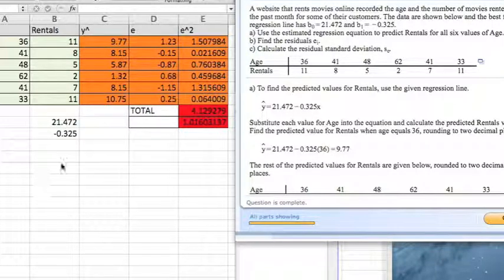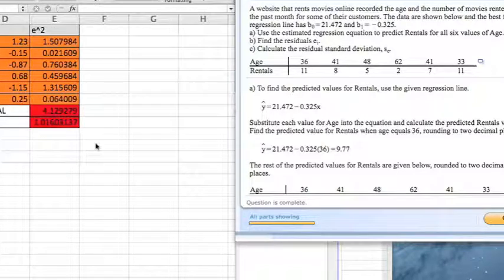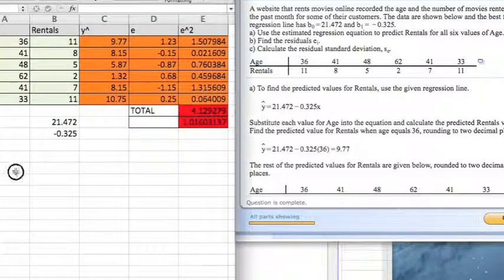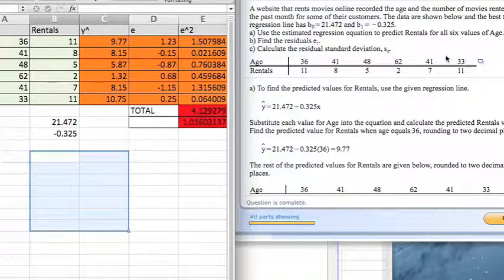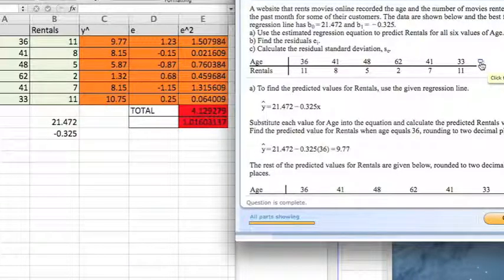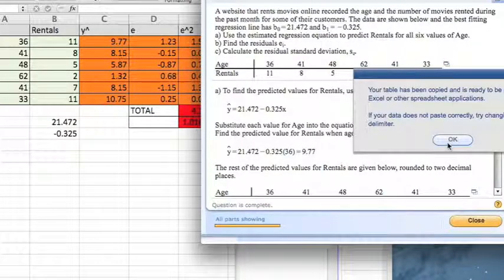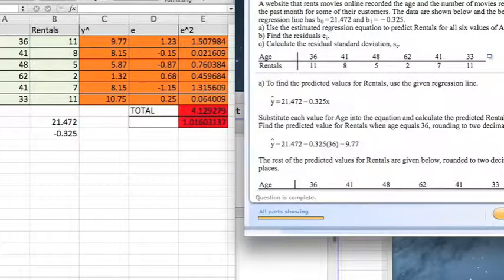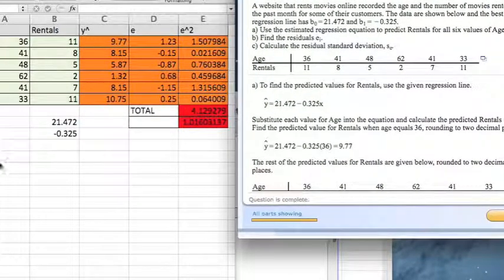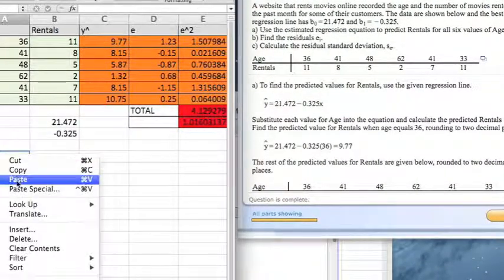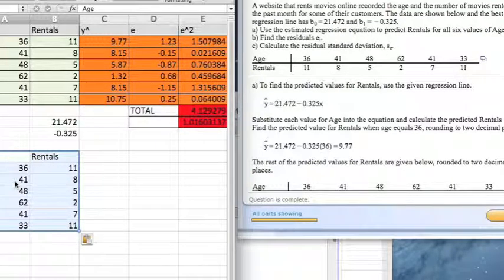And the solution is here, but I'm going to walk you through how we actually arrived at it. Now, one little tip, if you see a little icon like this and you click on it, it allows you to copy the table, and you can either copy it into StatCrunch or you can copy it to a clipboard. Copy it to a clipboard, it puts it on your clipboard, and then you can paste it in whatever document you want. So if you paste it there, then you have it.